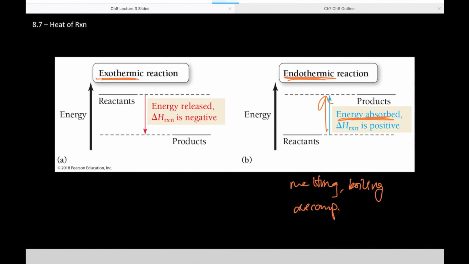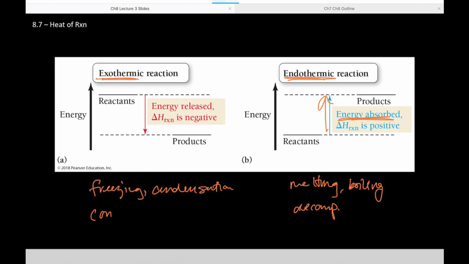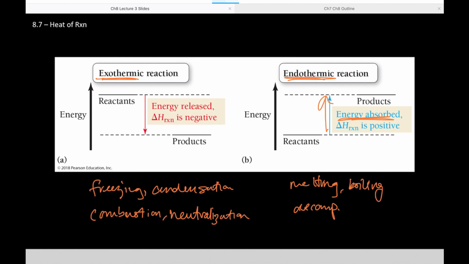Exothermic, right? So here we would have processes like freezing, condensation, and if we're talking about reactions, things that are exothermic tend to be things like combustion reactions, neutralization, which is a fancy word for what? Right, that's a fancy word for acid-base double displacement, but those tend to be exothermic, right?